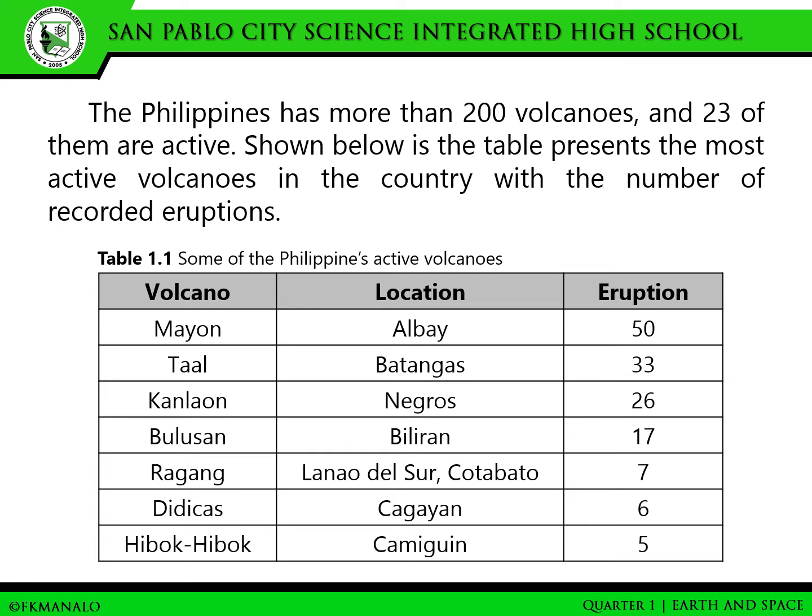Shown in the table are some of the Philippines' active volcanoes, such as Mayon volcano in Albay, with 50 recorded eruptions. Mount Taal in Batangas, 33. Mount Canlaon in Negros, 26. Mount Bulusan in Biliran, 17. Mount Ragang in Lanao del Sur, Cotabato, 7. Mount Didicas in Cagayan, 6. And Mount Hibok-Hibok in Camiguin, 5.